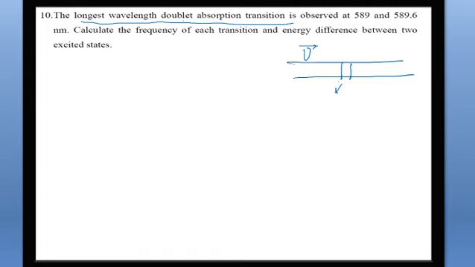One line corresponds to the wavelength 589 nanometers, right? And the other one corresponds to 589.6 nanometers. So if there is a transition between these two levels, a certain energy is generated. That's what they are asking us to find: calculate the frequency of each transition and the energy difference between the two excited states.